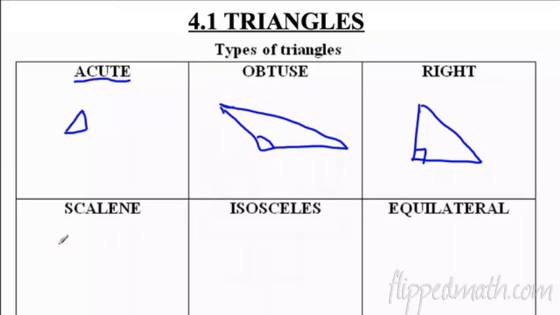How about scalene? Scalene means that none of the sides are the same. So like if I do something like this, this side does not match this side, which does not match this side. That is a scalene triangle. No sides are the same. This is the one we're going to look at a lot, the isosceles. What does that mean? It means two sides are the same. That's an isosceles triangle, and that we'll come back to.